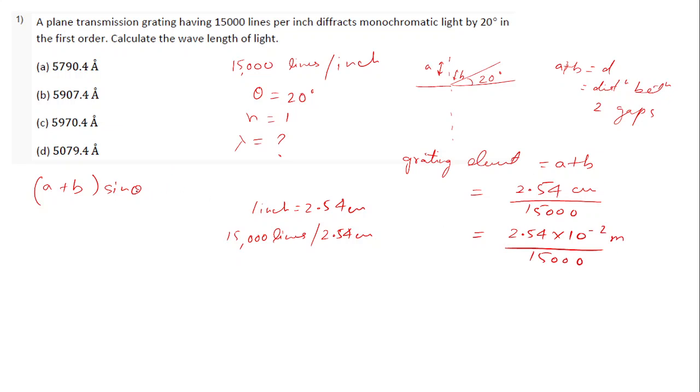This is the grating element. The condition was (a plus b) sine theta is equal to n lambda. Lambda is the wavelength of light, theta is how much the diffraction is happening, a plus b is the grating element, and n is the order. So when we substitute these values, 2.54 times 10 to the power minus 2 divided by 15,000, this is the grating element, times sine 20 degree, and the order is first order, so n is 1, and lambda we need to find out.